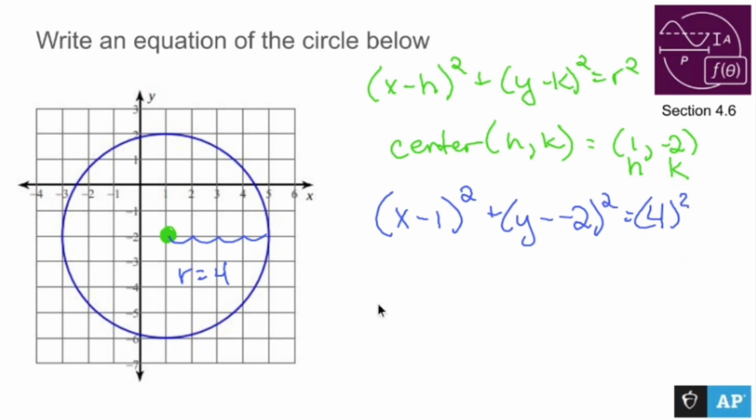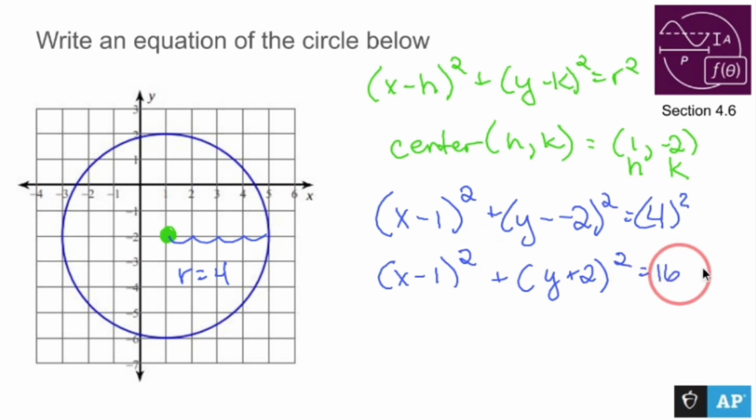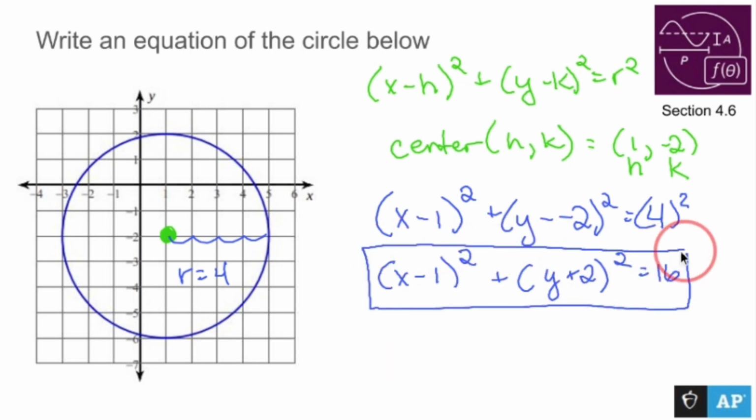Okay, so nothing changes in here. (x - 1)^2 + (y + 2)^2 = 16. And that, boys and girls, is the equation of a circle not centered at the origin. Great!